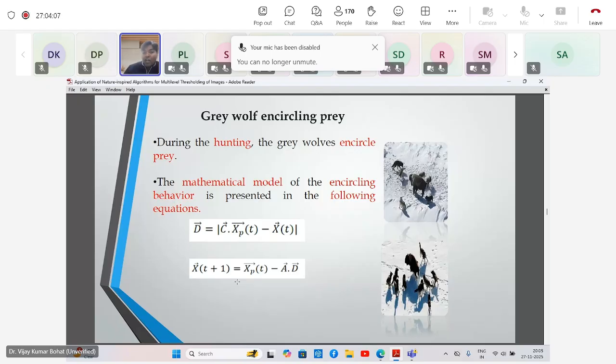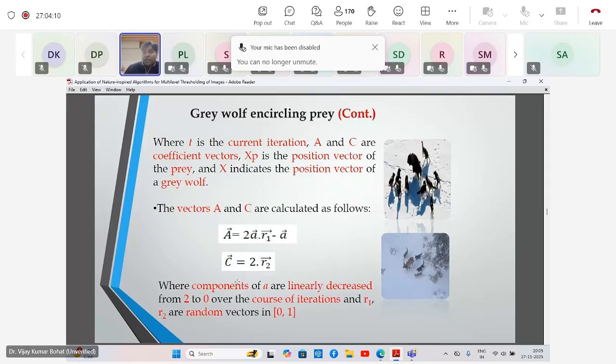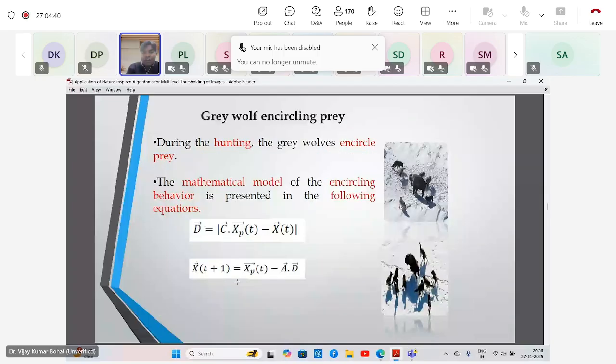It depends upon 2a r1 minus a. r1 is a random number between 0 and 1. And small a is a value which initially was 2 at the start of the iterations, and later on it becomes 0. Why is small a decreasing from 2 to 0? The reason is that we need to shrink the circle, because the grey wolves attack the prey by initially encircling it. So for encircling, these equations, D and X(t+1), are responsible.